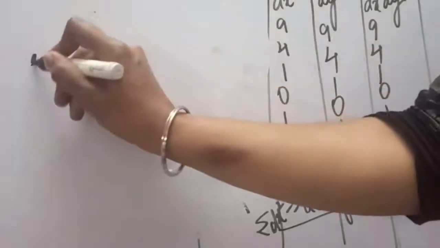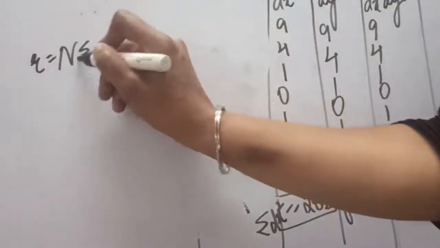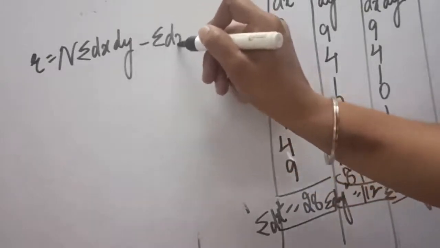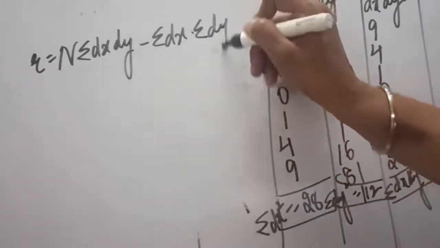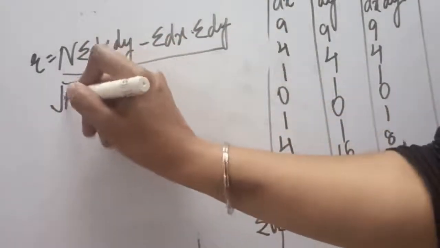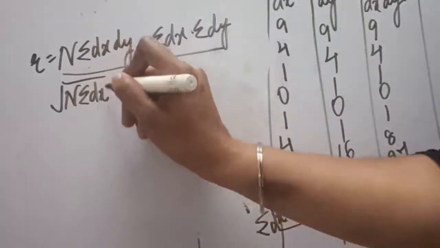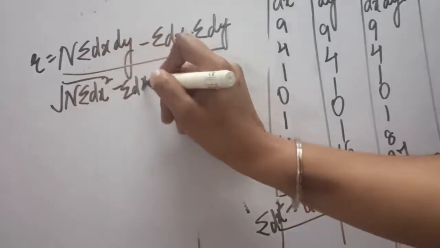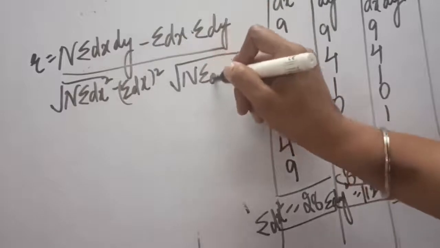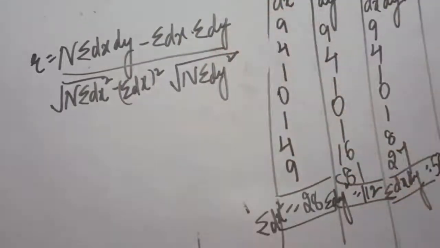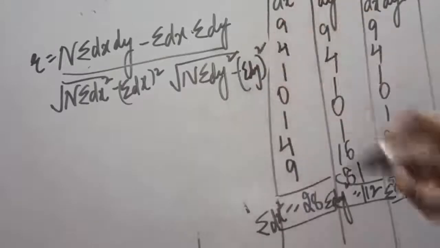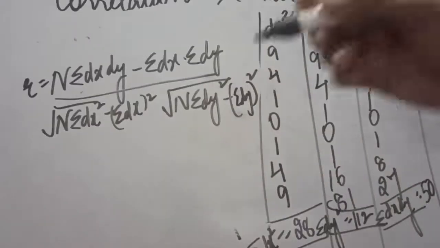So our formula for correlation, as we have discussed, was this: n sigma dx dy minus sigma dx into sigma dy, whole divided by under root n sigma dx square minus sigma dx whole square, then under root n sigma dy square minus sigma dy whole square. So now let's put values in this.